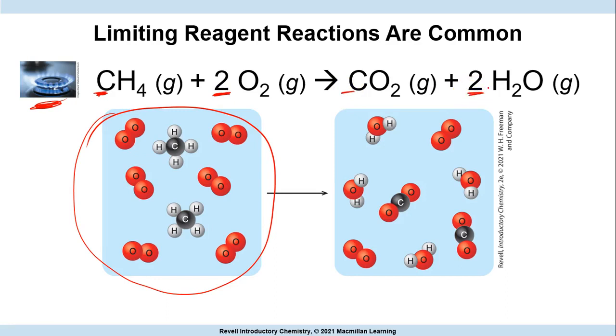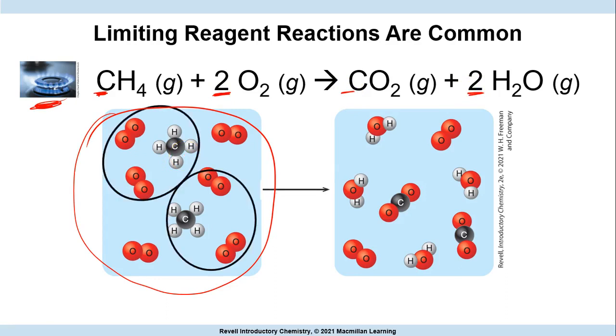So here, 1 mole of methane will react with 2 moles of oxygen, and the other 1 mole will react with the other 2 moles of oxygen. So oxygen is in excess. We have this one and this other one left. So the limiting reactant is methane. Oxygen is the excess reactant.